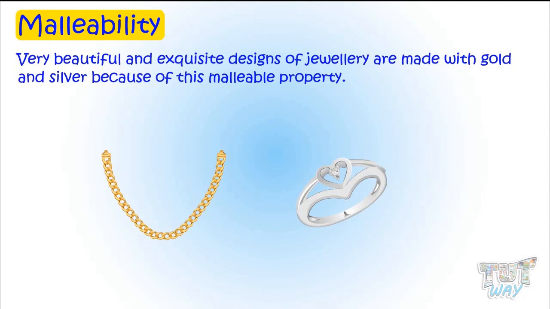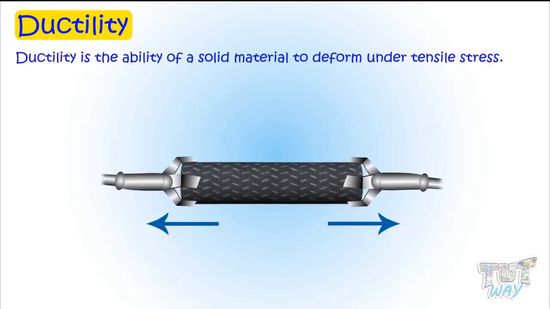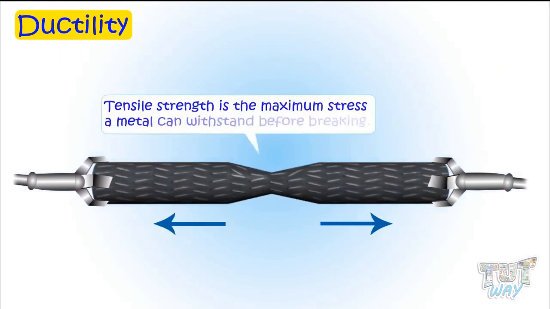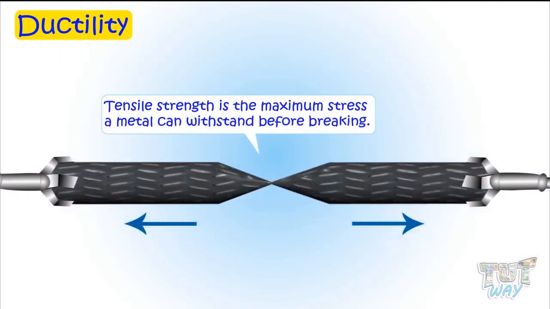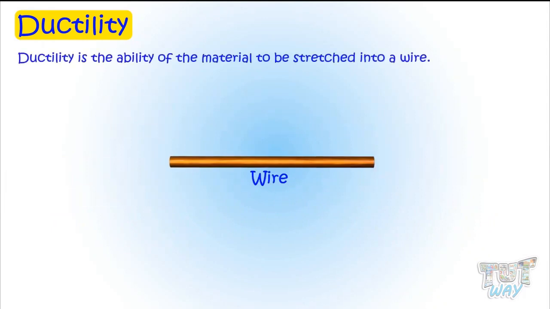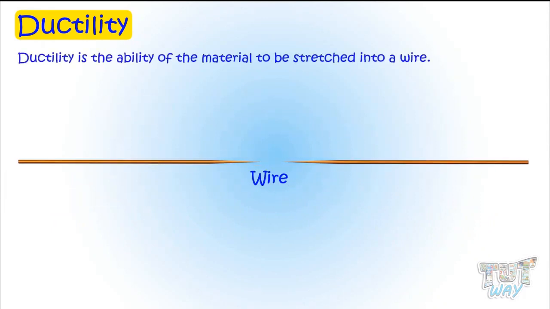Now, let's have a look at another property, which is the ductility of metals. This property is known as ductile. Ductility is a solid material's ability to deform under tensile stress. Tensile strength is the maximum stress a metal can withstand before breaking. More specifically, ductility is a material's ability to be stretched into a wire.